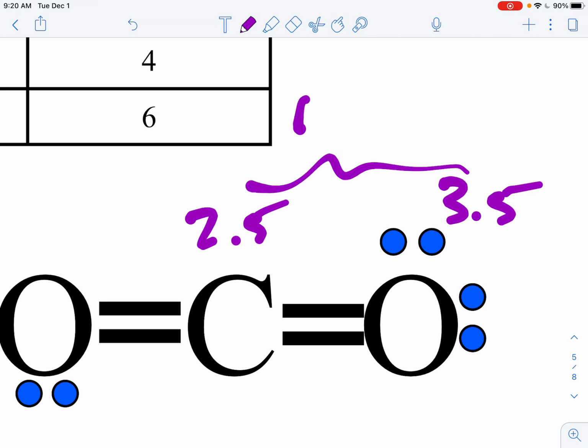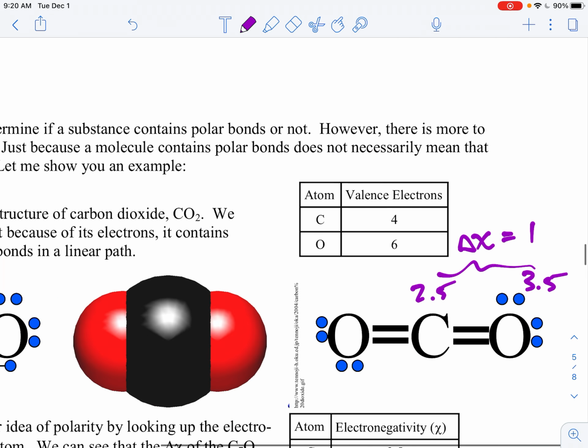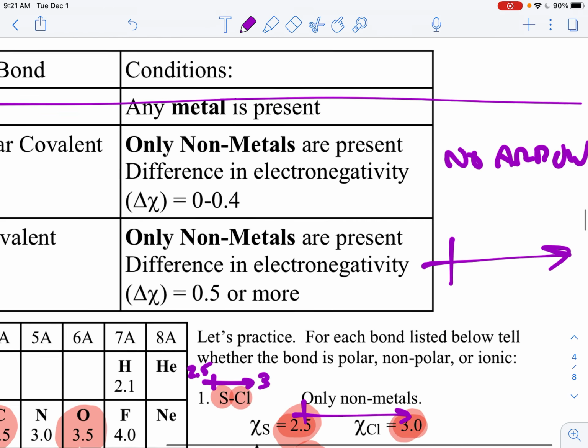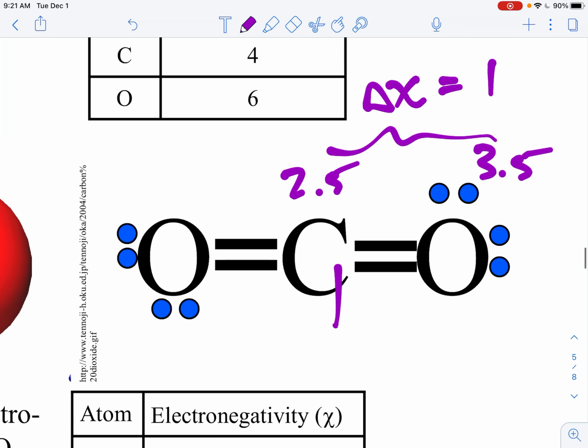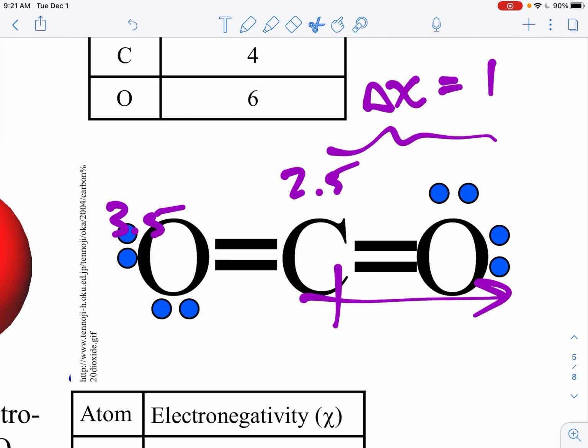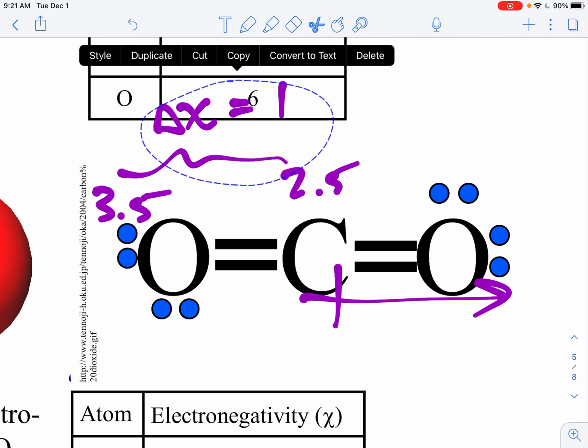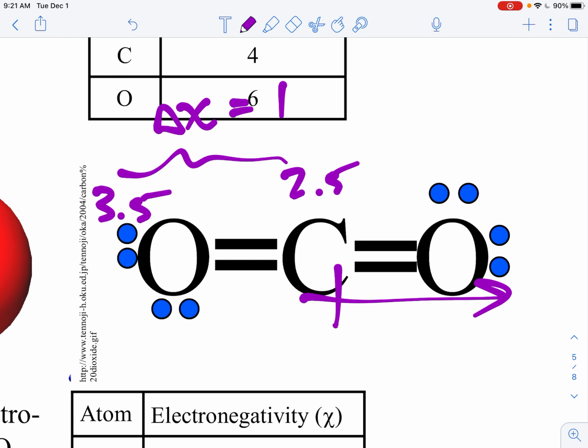What I do is I subtract those numbers to get my change in electronegativity, and 3.5 minus 2.5 is 1. 1 is a pretty big difference, and remember that if your difference is 0.5 or more, I'm going to go ahead and draw in an arrow. So I'm going to draw an arrow that goes from that carbon to that oxygen. But don't forget that you also have an oxygen over here. And so the difference between here and here is also 1. So I'm going to have to draw in an arrow from here to here.